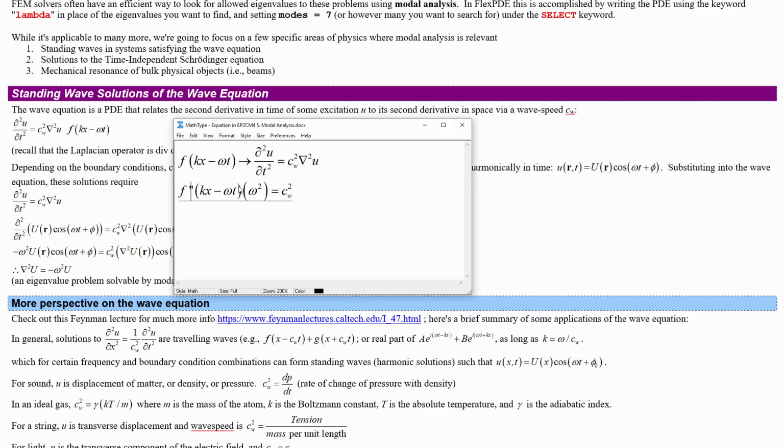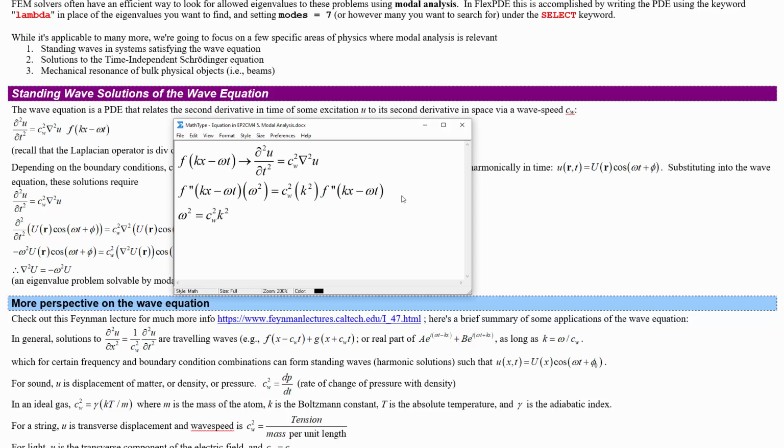Next, the derivative with respect to x is going to work out just like the derivative with respect to time did. And after taking 2 of them, you're going to have a k squared times f double prime at kx minus omega t. Okay, now we've got this same function on the left-hand side and the right-hand side, so that'll cancel. And we're left with omega squared is equal to c of the wave squared times k squared.